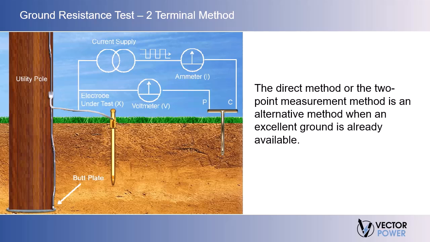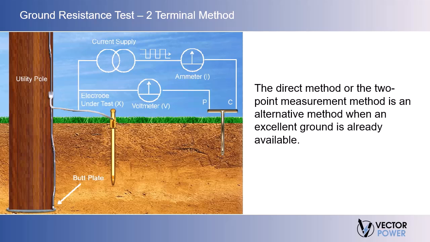The direct or two-point measurement method is an alternative method when an excellent ground is already available. Finding room to drive the two auxiliary rods in congested areas may be a problem. The two-point measurement method may be applied. The reading obtained will be that of the two grounds in series. Therefore, the water pipe or other ground must be very low in resistance to be negligible in the final measurement. The lead resistance will also be measured and should be deducted from the final measurement.